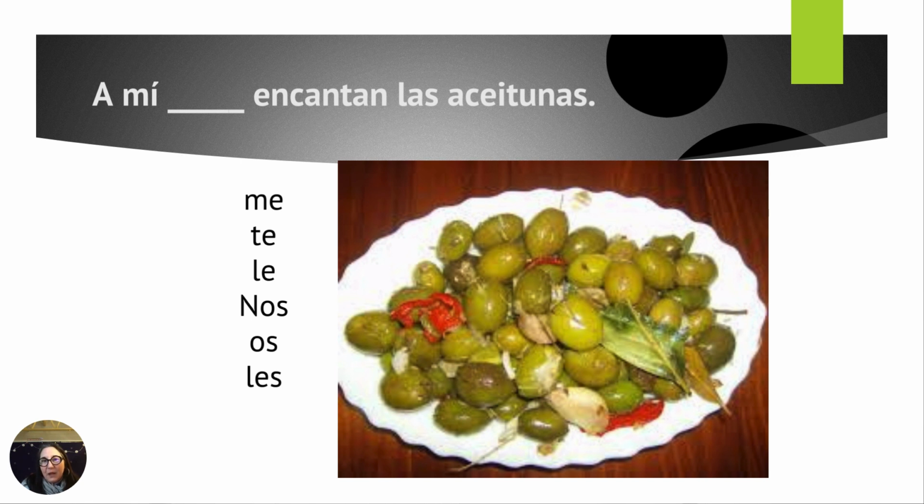Aceitunas. Now, I want to say that I love olives, but notice that the verb is plural, encantan. I kind of just switched it up instead of gusta or fascinan. A mí me encantan las aceitunas. I love olives. And do you remember what we could call this?